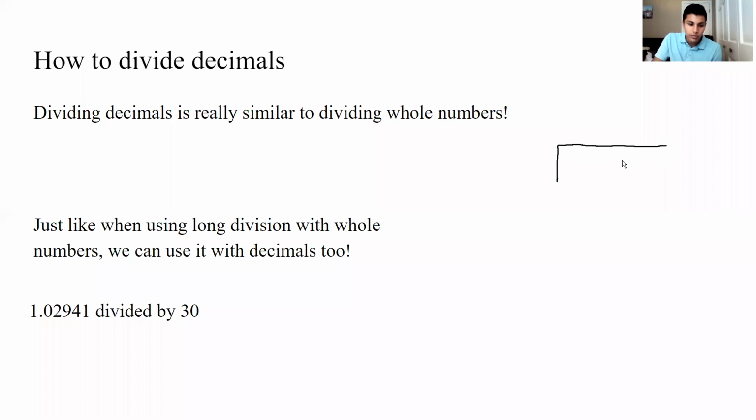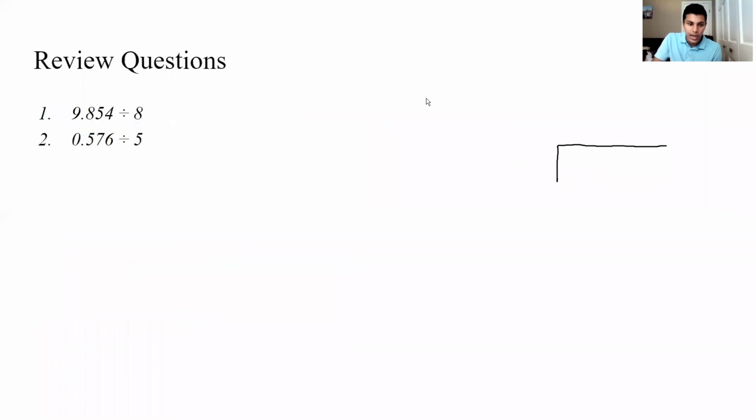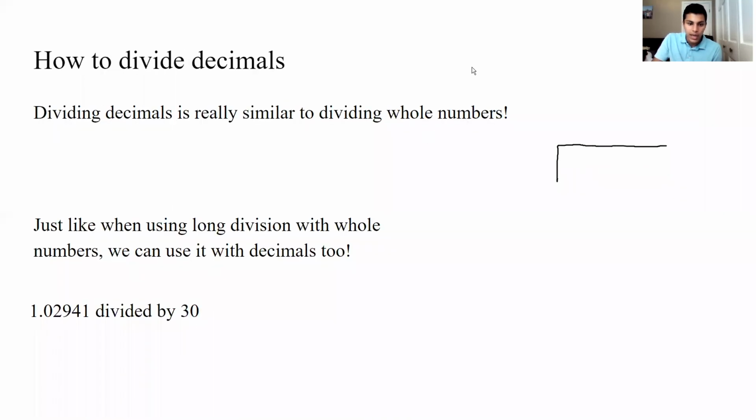All right, so let's write our numbers. So first we have 30 here. And then we have 1.02941. And I wrote these small in case we have to continue writing out.